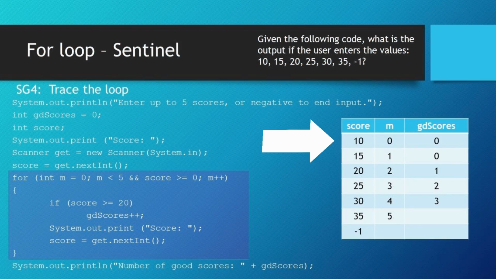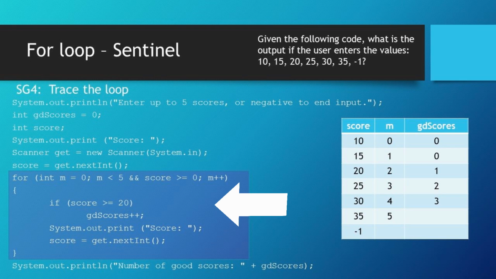We begin when m is 0, score is 10, and good scores is 0. M is less than 5, and score is greater than 0, so we go into the loop. 10 is not greater than or equal to 20, so we read in the next value from the user, 15. M is incremented to 1. The value of m, 1, is less than 5, and the value of score, 15, is greater than 0, so we go into the loop.